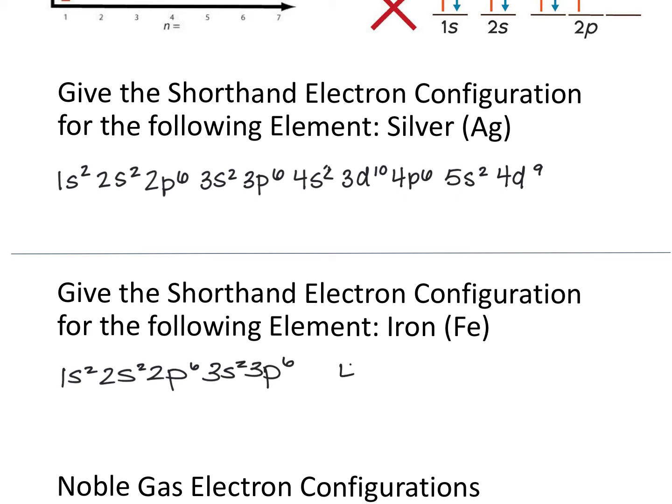And just like before, I go to 4s. However, I'm going to be in my D block, and my D lags 1 behind, so I do 3D, and I count however many over. In this case, it is 6. This would be my electron shorthand for iron.